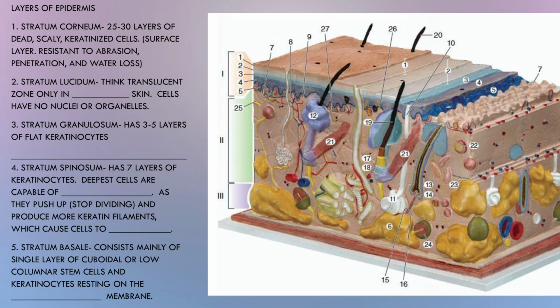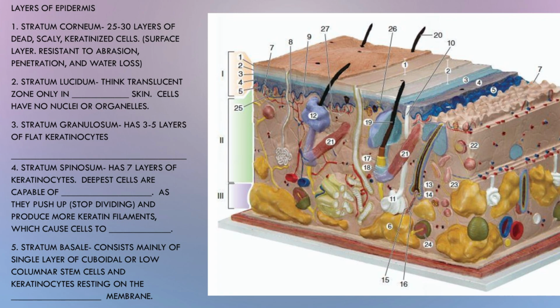Number 3 is going to be stratum granulosum. This layer is about 3 to 5 cells thick. The cells are becoming flatter and they are producing more keratin. You will see the term keratinocyte. Don't let that word intimidate you. Break it down. Kerat tells you that it is a cell that contains keratin, so it has keratin filaments associated with it. Cyte means cell. So keratinocyte is simply a cell that produces and contains keratin.